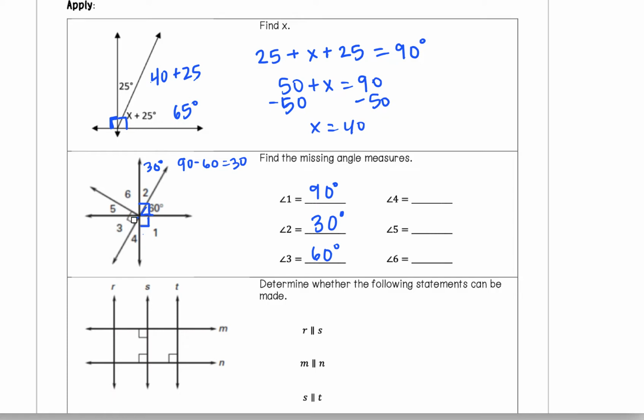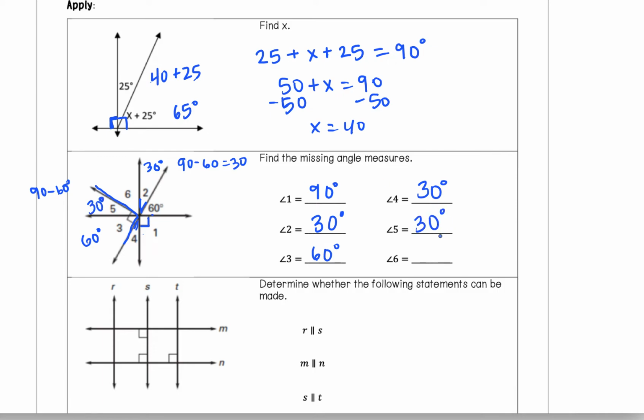Angle 4 can also be found in that way. So if we are looking at angle 4, we can see that that is vertical with angle 2, and we already figured out that angle 2 would have been 30, so that we can say that angle 4 is also 30 degrees. For angle 5, we're going to use some of what we've already discovered. Angle 5 is complementary with angle 3, and we already figured out that angle 3 is 60 degrees. So that means to find angle 5, we're going to take 90 and subtract 60, and that will give us that 30-degree angle that angle 5 is worth.